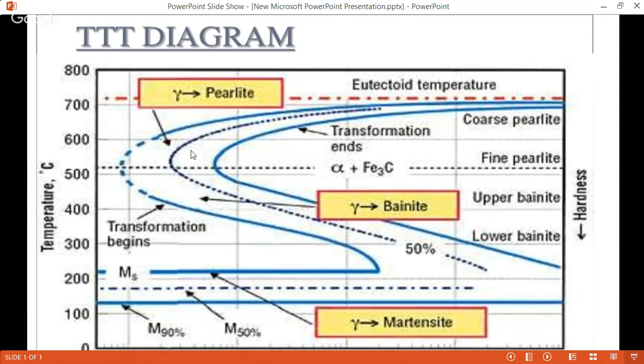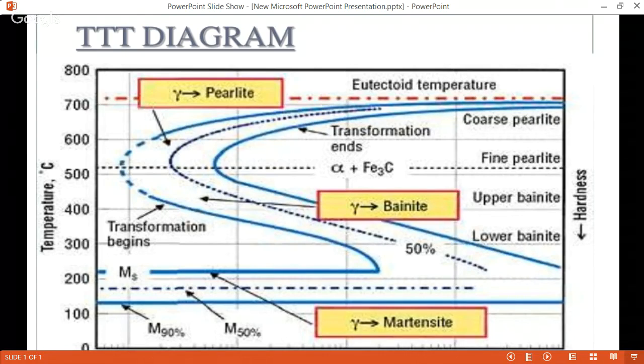So on the left-hand side, again the pearlite is completed from the austenite. If we decrease the time period, sorry, if we decrease the time period to lesser than the pearlite, then the metal structure is transformed from austenite into bainite. Bainite is a special type of structure which is now seen in the market, a special type of steel. It is called bainitic steel.